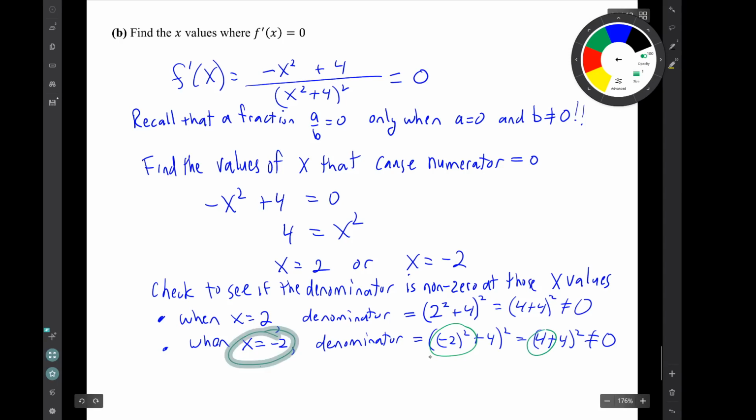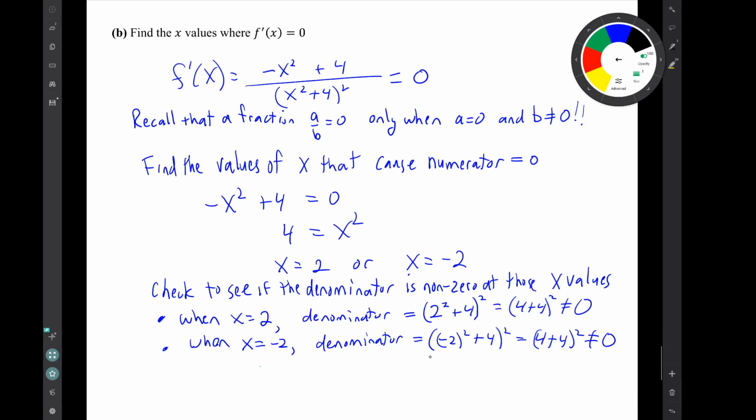And then notice that I did not actually bother getting a final answer for that number. That would not be that hard. 4 plus 4 is 8. 8 squared is 64. But the thing is, we just wanted to know if that number was going to be 0. And we see that inside of parentheses is a number that's not 0. So when I square it, I'll get a number that's not 0.